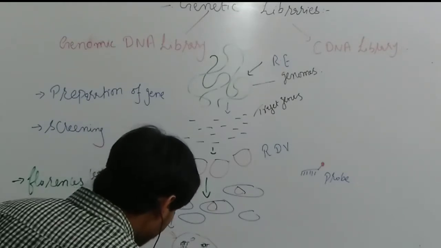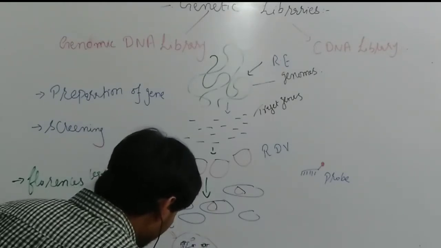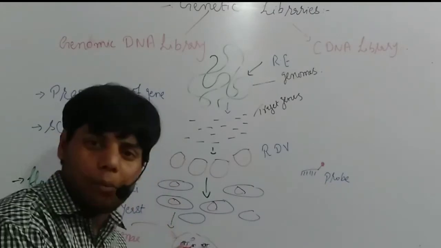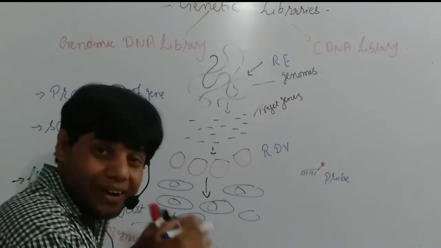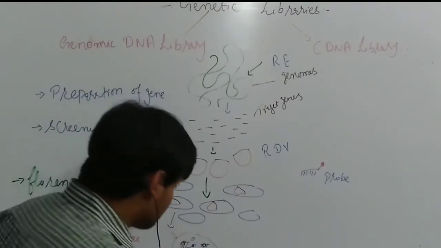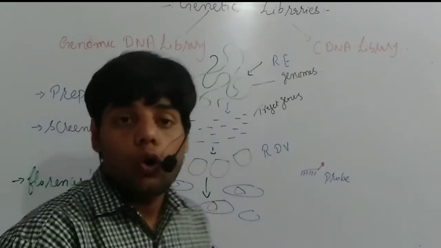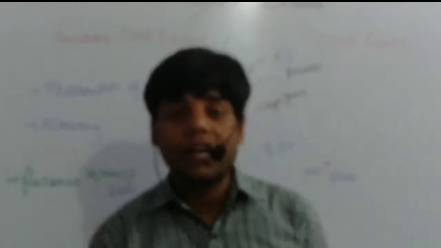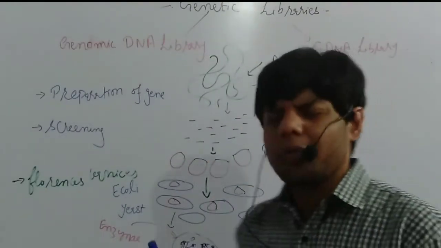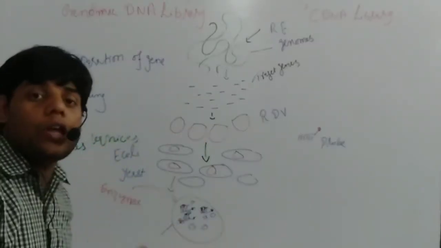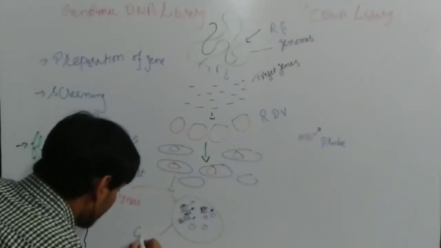Now once we loaded our probes, what actually happened is that they are complementary to our target genes. Whenever they are complementary to our target genes, we get a DNA-RNA hybrid. This technique is called a colony hybridization assay.